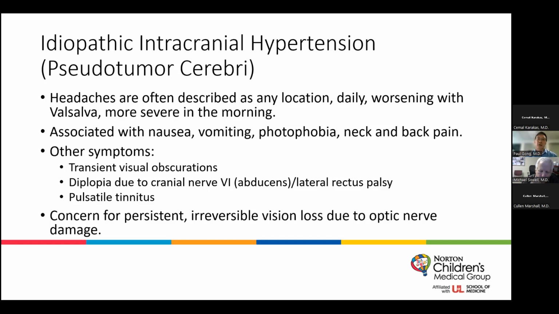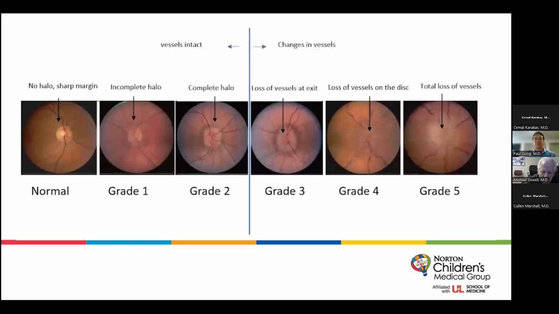And the main concern with IIH is the persistent irreversible vision loss due to optic nerve damage. And so this is a diagnosis that we take very seriously and that we work up urgently, usually with admission for MR imaging as well as a lumbar puncture.